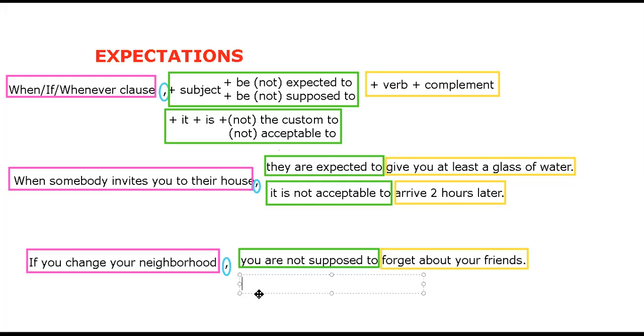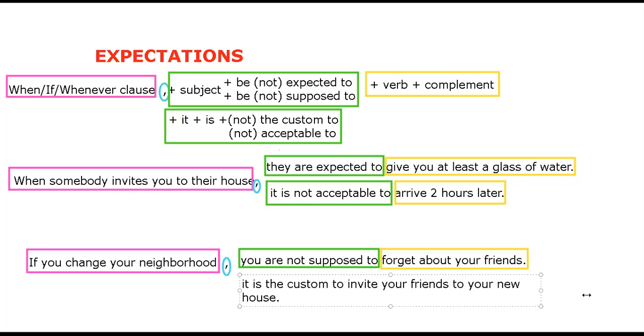So for example, this is probably not something that you do in El Salvador, but we can say it is the custom. Oh, well actually, no. I'll give you something that's a custom in El Salvador. It is the custom to invite your friends to your new house. Okay, so if your friend changes their neighborhood, your expectation is that they're going to invite you to their new house so that you can see where they live, right? That would be the custom.